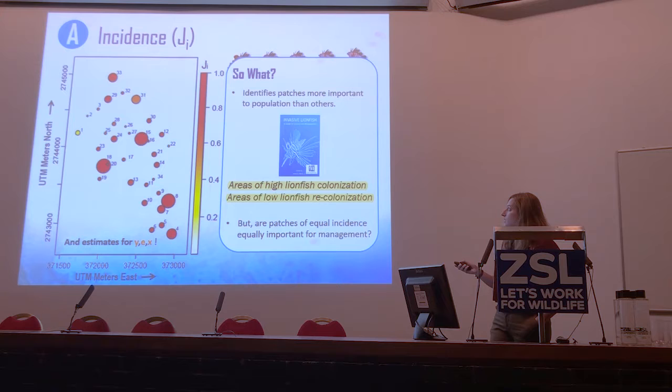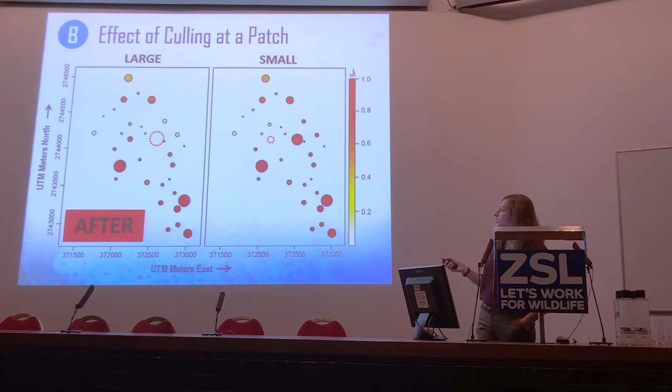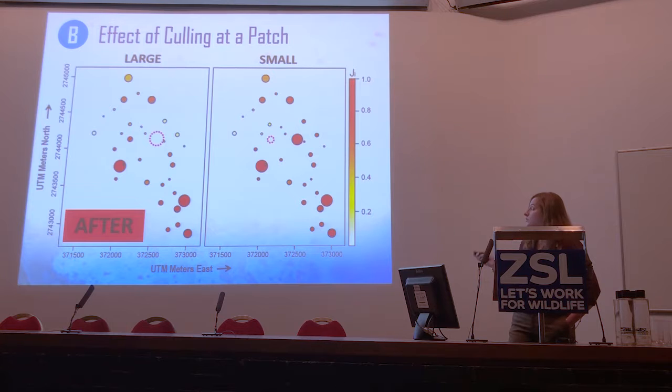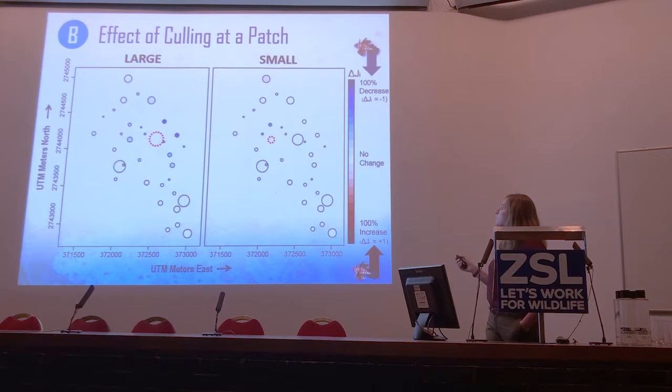So to try to get at that, we did some simulation modeling where we removed each of these patches one at a time and reran the model to see how the incidence changed. So I'm going to show you examples for removal of a large patch here and a small patch here. So here's the before and here's the after, and you can see how the incidence has changed in both of these networks. It's a little difficult to see the change using just these same heat colors, but it's easier to visualize if you just look at the difference between those cases, so the delta J, where here blue is a decrease in incidence and red is an increase.